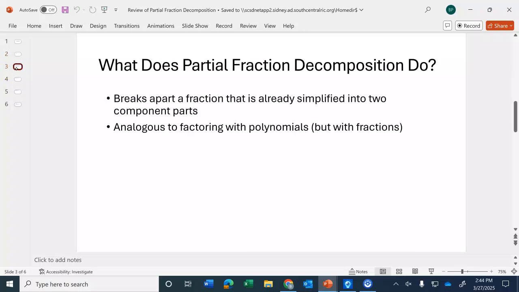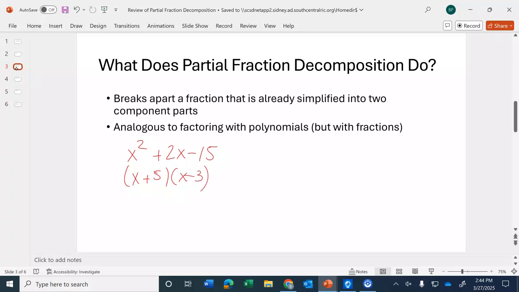Partial fraction decomposition, what does it actually do? It breaks apart a fraction that's already simplified into two component parts. So you want to think of it as being analogous to factoring with polynomials. We know with a polynomial we can factor something like x squared plus 2x minus 15 down into x plus 5 and x minus 3.